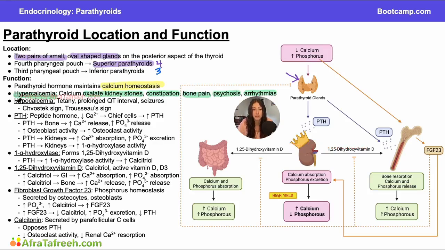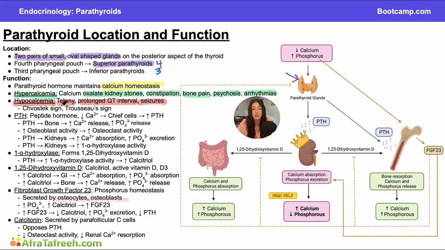On the other hand, if you have hypocalcemia, so too little calcium, that is going to present with a whole different set of symptoms. So first, you may have tetany or rigidity of those muscles. You may have a prolonged QT interval, and as you remember, a prolonged QT interval can be very dangerous. It can lead to torsades, which of course can be life-threatening. You can have seizures with hypocalcemia.